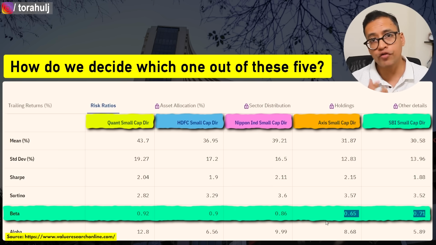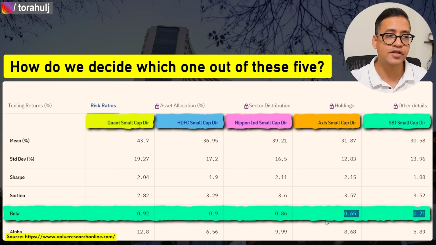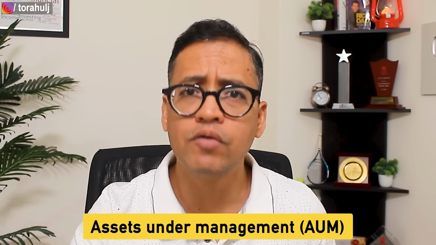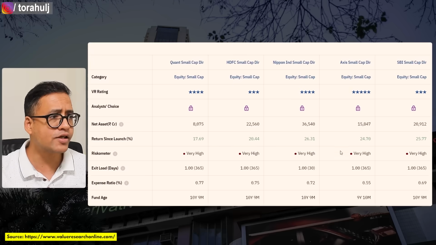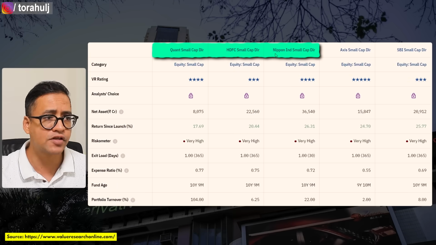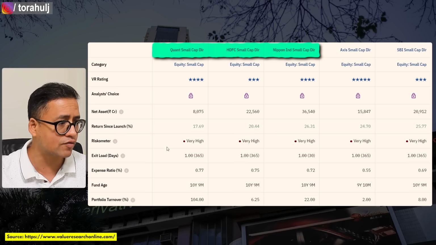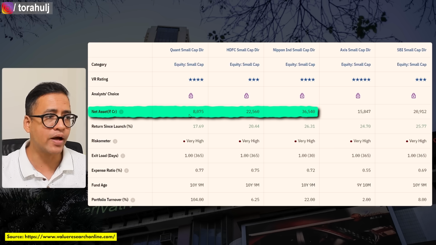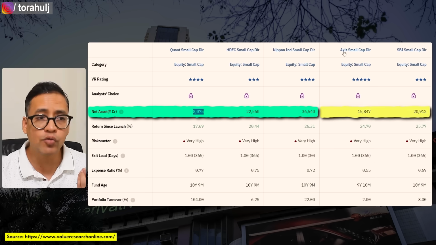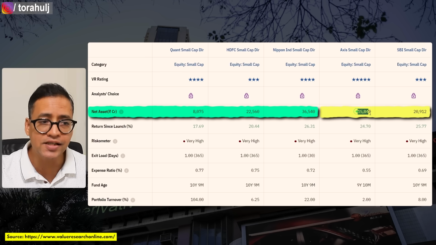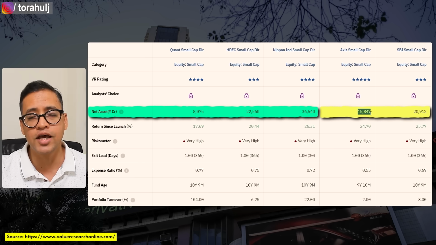But the question is, how do we decide which one out of Quant, HDFC, Nippon and which one from Axis and SBI small cap fund? For this, my parameter is assets under management. Whichever has the lower assets under management, I will go with that. So here, for example, have a look at Quant, HDFC and Nippon. If we compare these 3 funds, we will see that from a net assets perspective, Quant has the lowest net assets, which is 8,000 crores, and between Axis and SBI, it is Axis mutual fund that has less AUM, which is 15,000 crores.